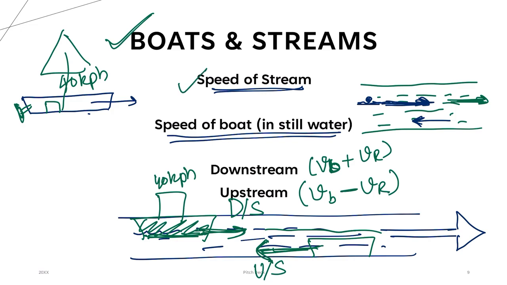But you have to know what the speed of the stream is, what the speed of the boat is, and this is very important: in downstream the boat speed is VB plus VR, meaning its own speed plus the speed of the river, but upstream it is VB minus VR.